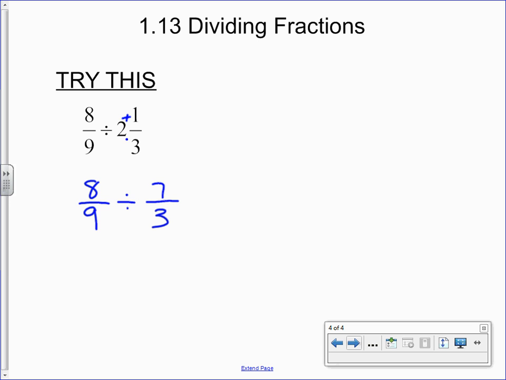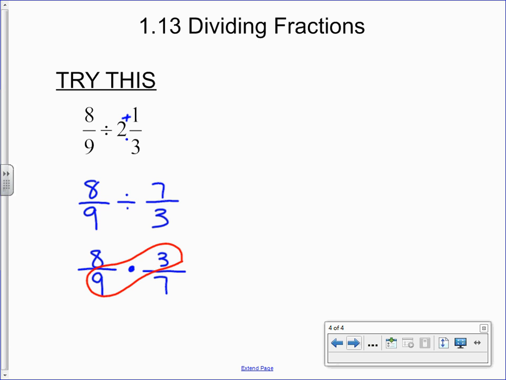Again, we never ever divide fractions. We change it to multiplying by the reciprocal. 8/9 is going to stay. We're not going to divide, we're going to multiply by the reciprocal. And the reciprocal of 7/3, hopefully you had 3/7. So now we have our multiplication problem. Let's look at our diagonals.